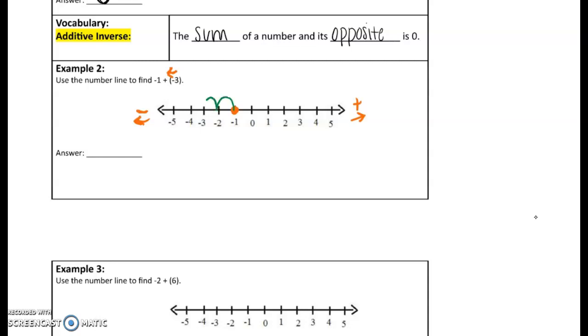So we're going to go 1, 2, 3. So I end up at -4.